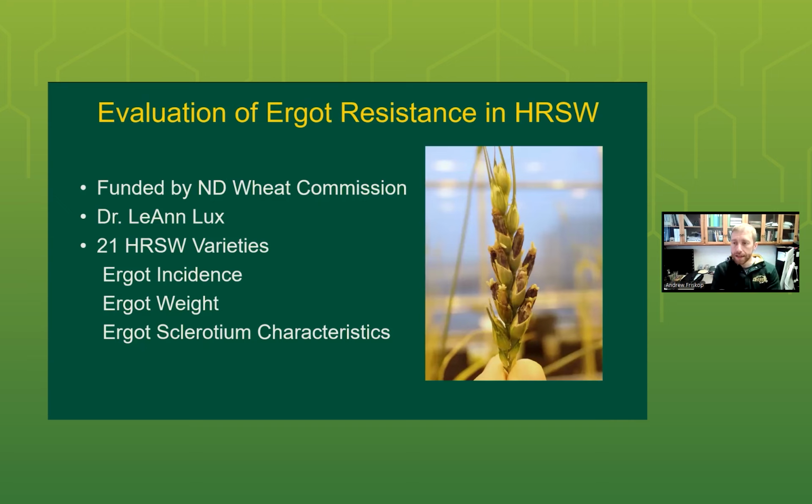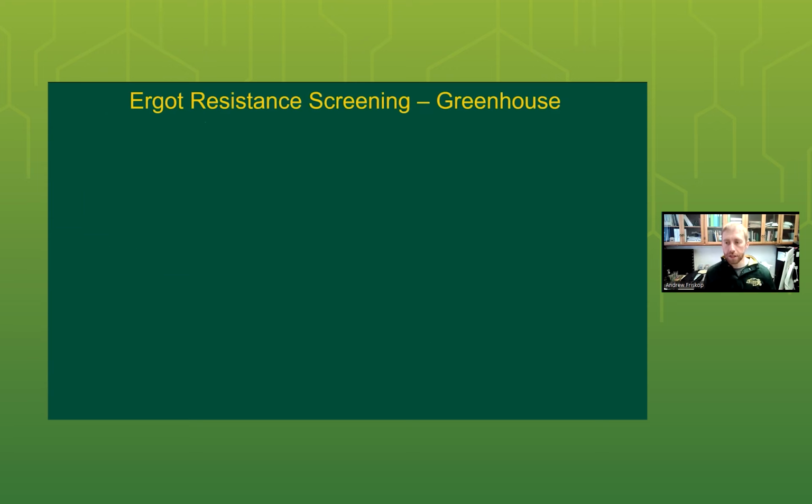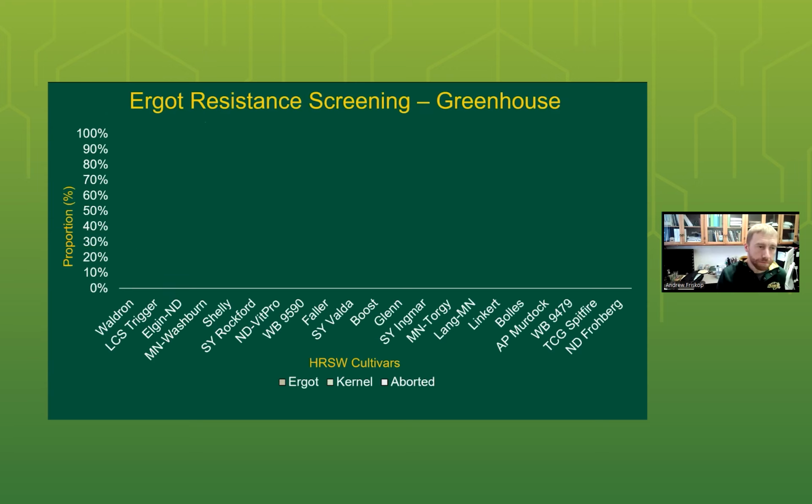What we did is I hired an excellent graduate student, Leanne Lux, and with funding from the Wheat Commission, we looked at resistance in 21 spring wheat varieties. The things that we looked at is ergot incidence, amount of ergot bodies or ergot weight that we pulled from these varieties, and then the ergot sclerotium characteristics: size, shape, area, diameter, and we're going to dive into that in a little bit. So we did this greenhouse experiment and got it published in Plant Disease.